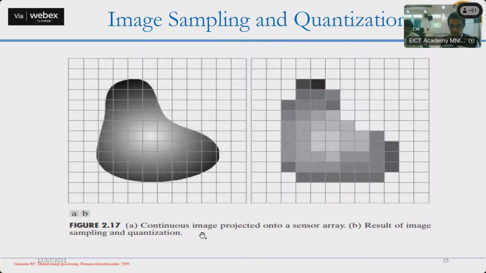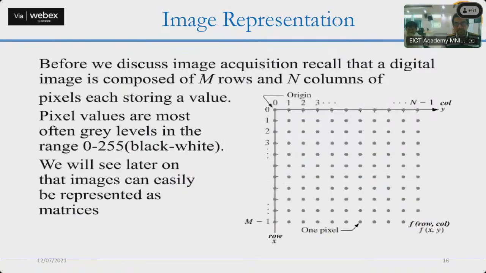Continuing from this part, the continuous image is projected onto a sensor array that you are seeing here. Again, it is the digitalized part. Image representation, image acquisition. We recall that the digital image is composed of M rows and N columns. What we have seen in the earlier diagram is that each pixel is storing a value.